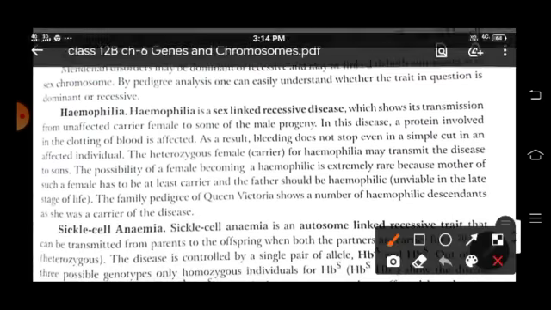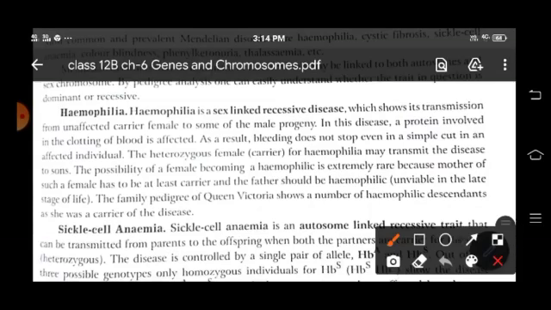So let's see hemophilia. It is a sex-linked recessive disease which shows its transmission from unaffected carrier female to some of the male progeny. In this disease, a protein involved in the clotting of blood is affected. As a result, bleeding does not stop, even if a simple cut is made. The heterozygous female may transmit the disease to sons.